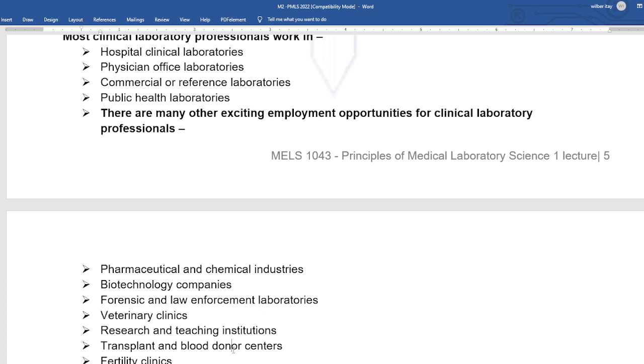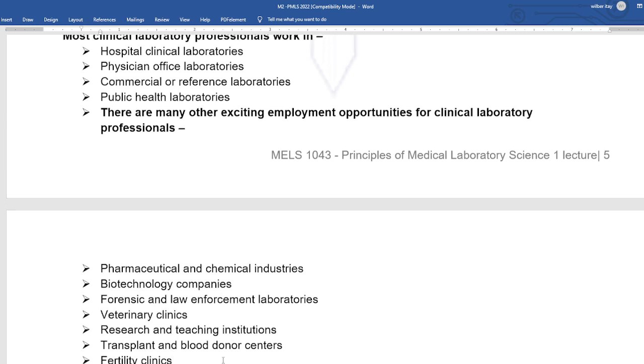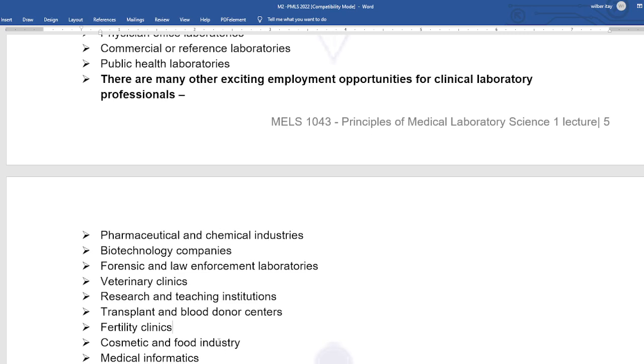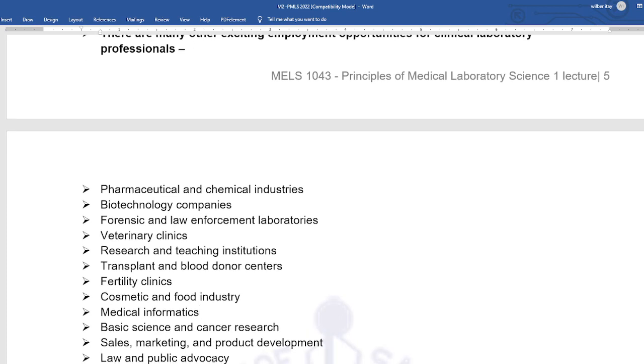Okay, transplant and blood donor centers because we also help in blood donation. Okay, we act as phlebotomists. We process the samples, the blood samples. We process them to different blood bags. We separate different components of blood, as well as in fertility clinics, cosmetic and food industry, medical informatics, basic science and cancer research, also in sales, marketing, and product development. So there are medtech wherein they work as sales agent, law and public advocacy as well, and education.